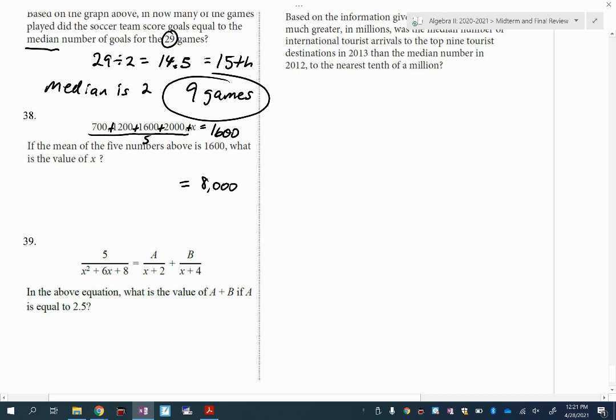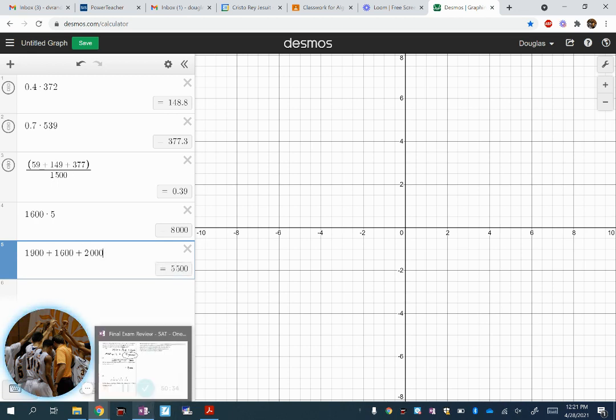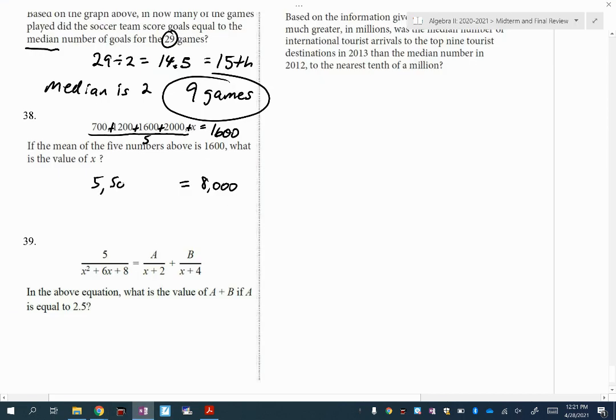I'm going to add this together. That's going to be 1900 plus 1600 plus 2000, which equals 5,500. So that's 5,500 plus x on this side. So my answer for x is 8,000 minus 5,500, which is going to be 2,500. All right, so there's my answer for that one.